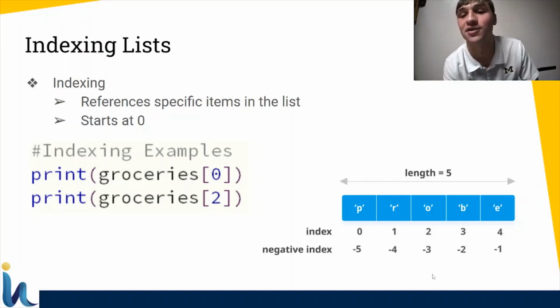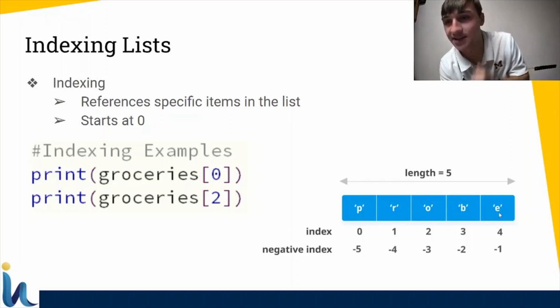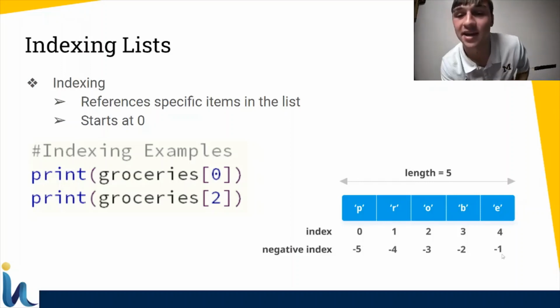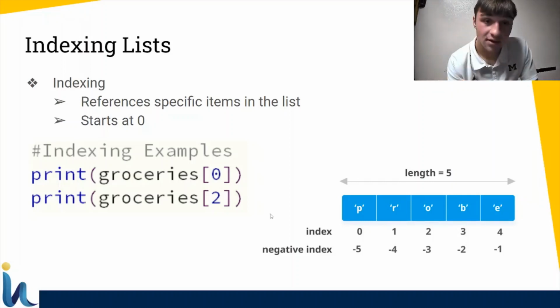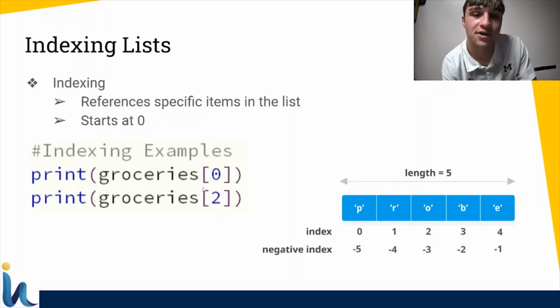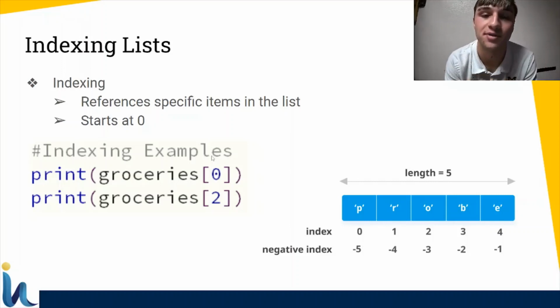And then you can also reference by negative index. Starting from the end, the last element would be index -1, and the first element would be index negative length. And so if we were to refer to the previous example of the grocery list, groceries sub-0 would print bananas.